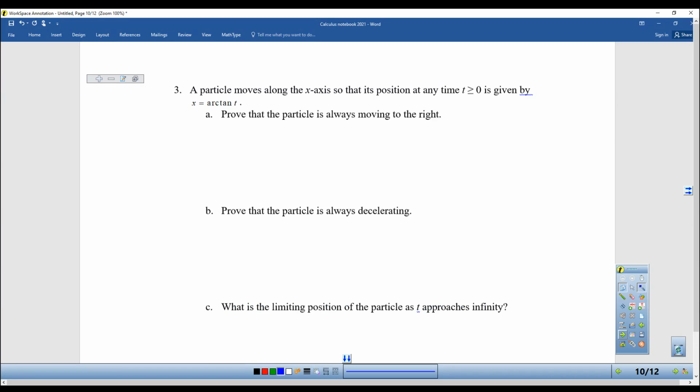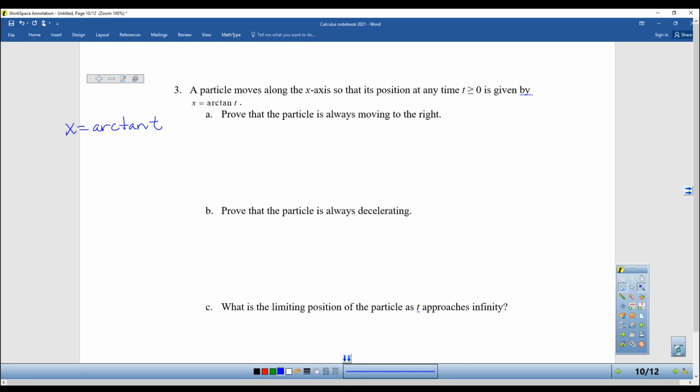All right, last one. A particle moves along a line so that its position at any time t is given by x is equal to arctan t. I have no idea why it came out in such weird writing. It's like a totally different font and size and everything. Prove that the particle is always moving to the right.